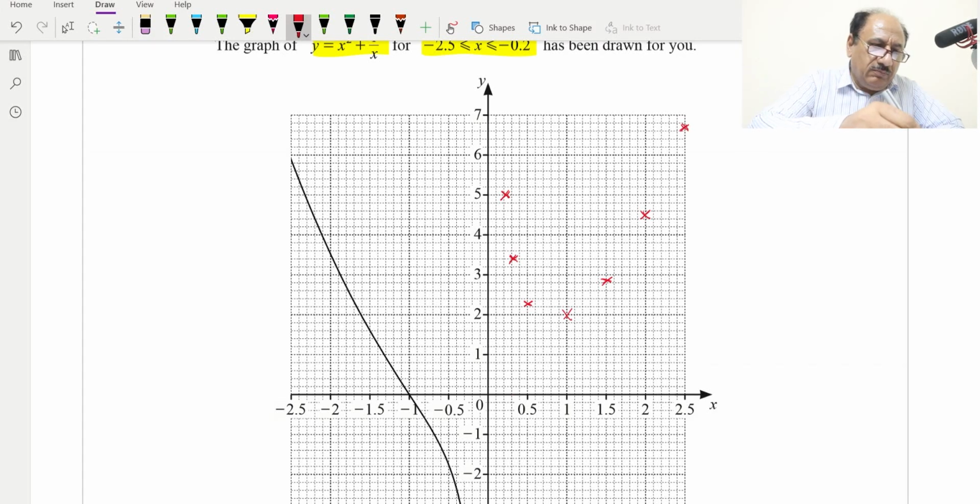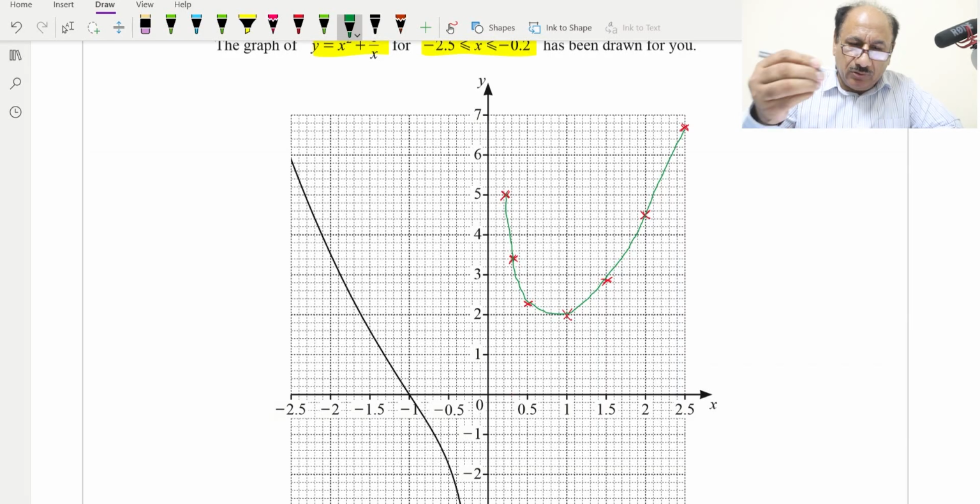Now after marking this, we have to draw a smooth curve. Basically, this is the task, to draw a smooth curve. I will try to draw it as smooth as possible. This one like this. Okay, done.